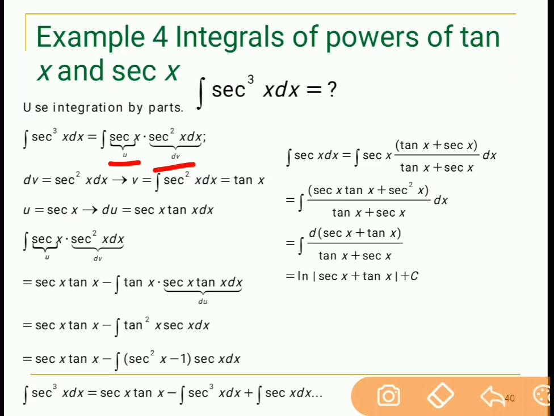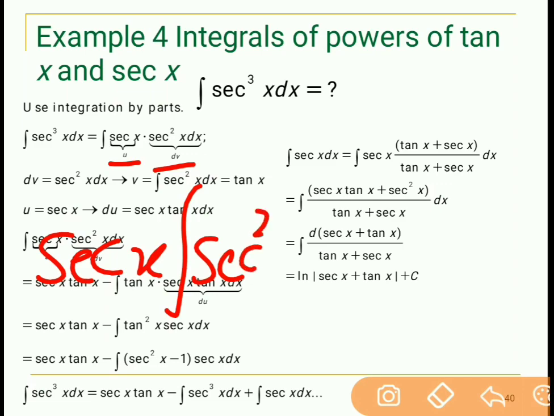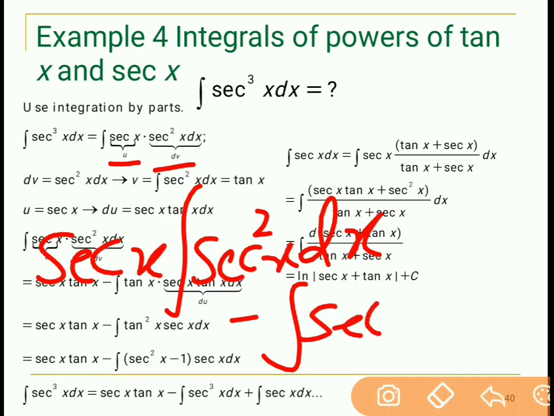So considering the first function as u, we can keep this first function outside the integral, that is sec x into integration of sec square x into dx, minus integration of derivative of sec x. So derivative of sec x is what? Sec x into tan x into integration of sec square x, that will come over here. Now integration of sec square x is what? It is tan x. So tan x and tan x will be converted into tan square x into dx.